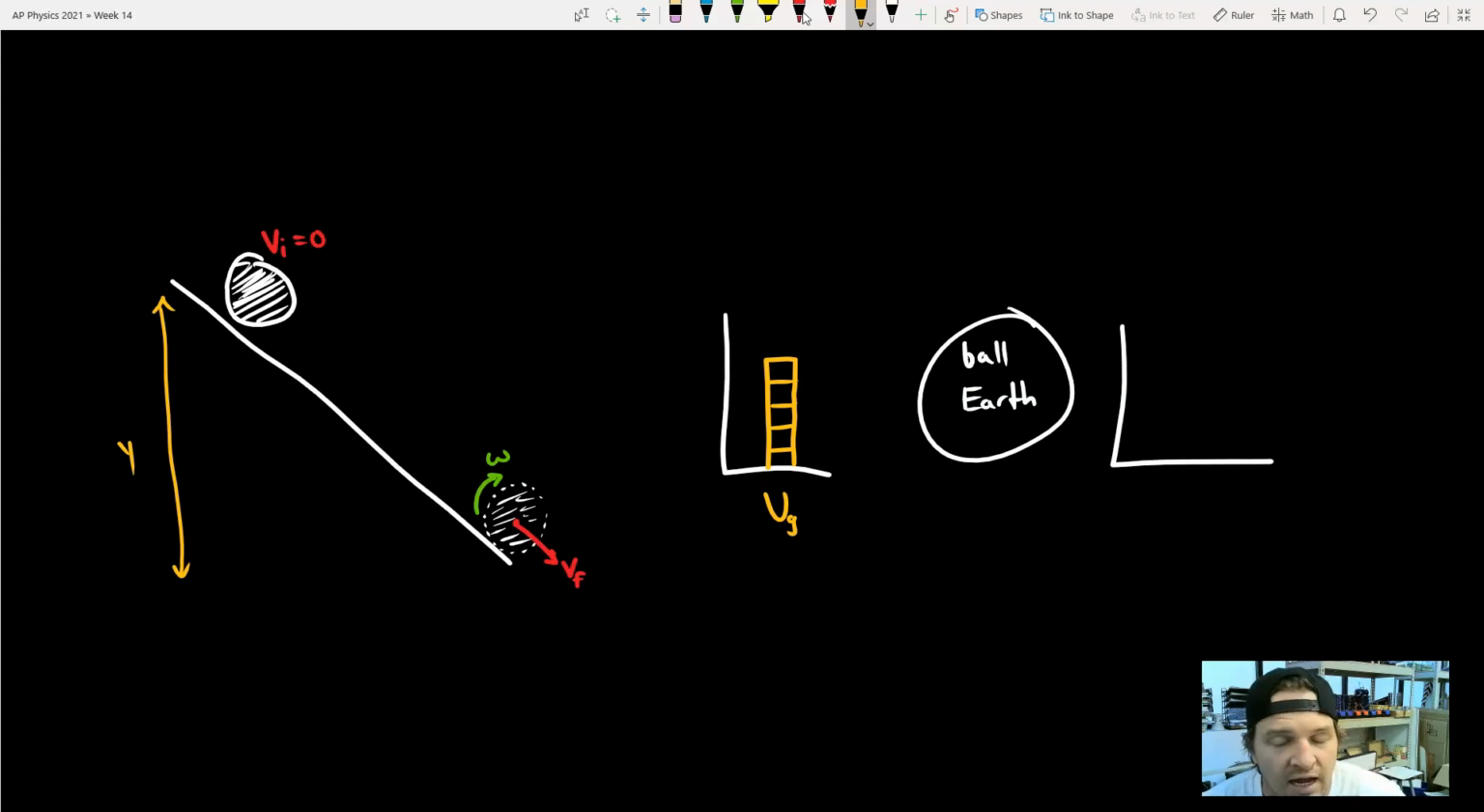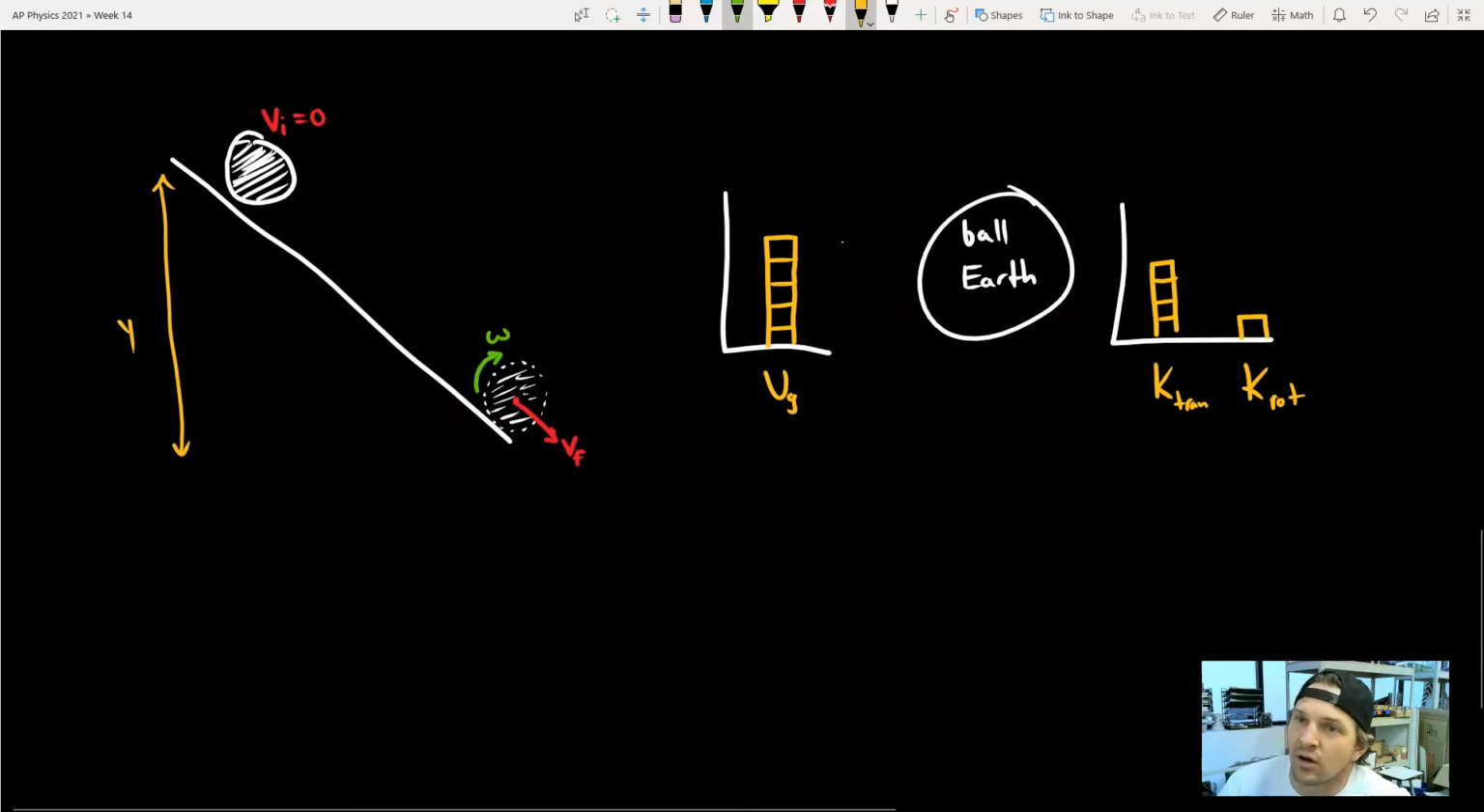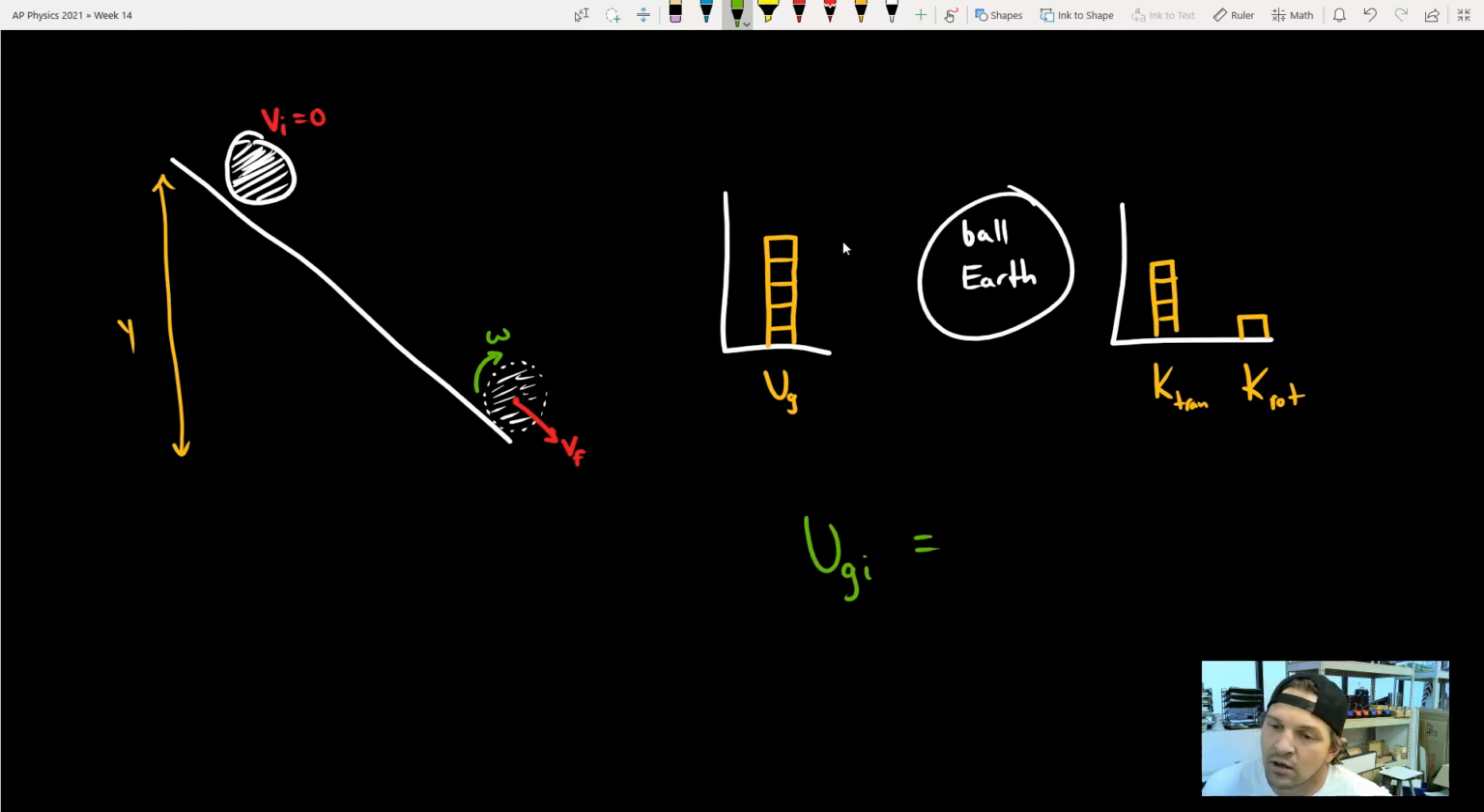Now, here's the big difference. At the end, this thing is moving translationally as well as rotationally. So maybe now there's 4 blocks in translational kinetic energy and 1 block in rotational kinetic energy. So if you take a look at what that means, I have all of this initial gravitational potential energy, and that's now equal to the sum of these different kinetic energies.